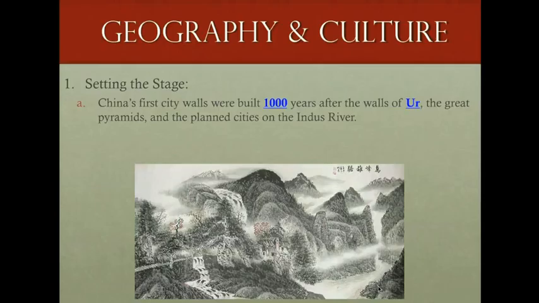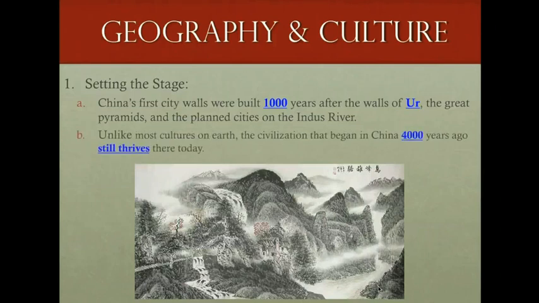The one thing China does not have in common with those other civilizations that we've studied is they are still there. The Chinese are still ethnically Chinese, whereas the people in the Indus River Valley and Mesopotamia and Egypt have all moved on. The ancestors of the people who live there today are not the same people. But we can say that in China, China is still ethnically Chinese. So unlike most cultures on Earth, the Chinese civilization that began in China 4,000 years ago still thrives there today. That's really remarkable. With all their ups and downs, they've been able to keep their civilization together.